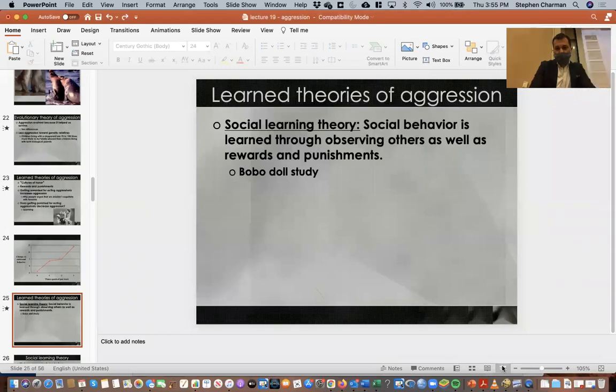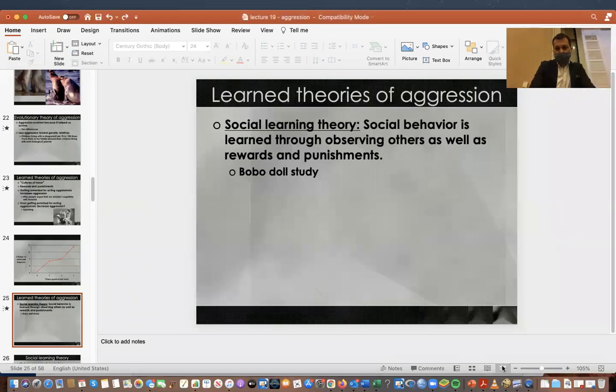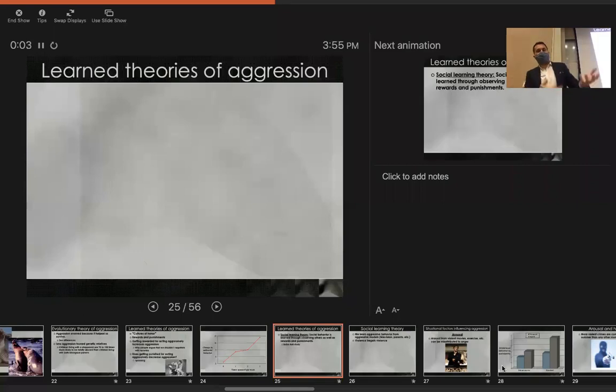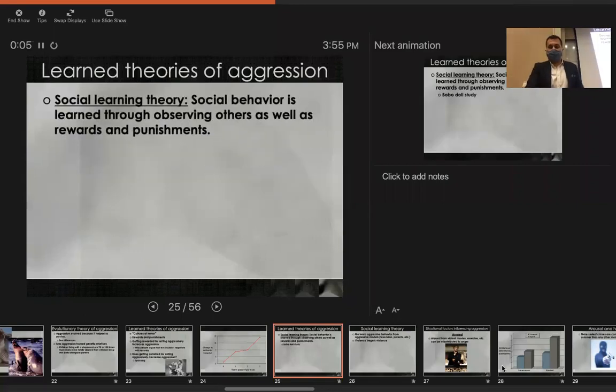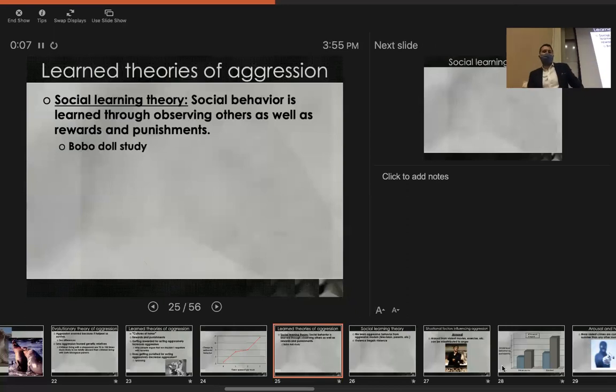so you can see there that because the kids were behaving more aggressively in the condition where they had seen that aggressive modeling, and because they were randomly assigned to conditions, et cetera, we can claim that aggression can be caused simply by observing other people.